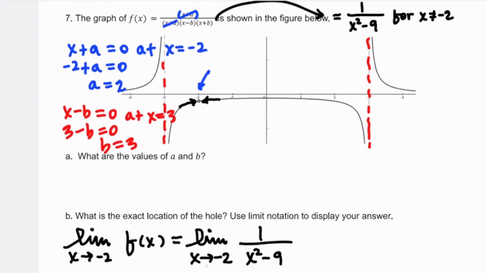And we're going to try plugging in, right? If we had tried plugging in negative 2 originally, knowing that a was 2, we'd have gotten 0 over 0, and that's an inconclusive answer. That's not a real number. But this is not going to give us 0 over 0. It's going to give us 1 divided by negative 2 squared. Okay, so I'm going to square it, multiply it by itself. Negative 2 times negative 2, that's positive 4, minus, a little ahead of myself, 9, and that's going to be 1 over negative 5, or negative 1/5. And limit notation to display my answer, that's the exact y coordinate. Yeah, I'm just going to leave it at that.